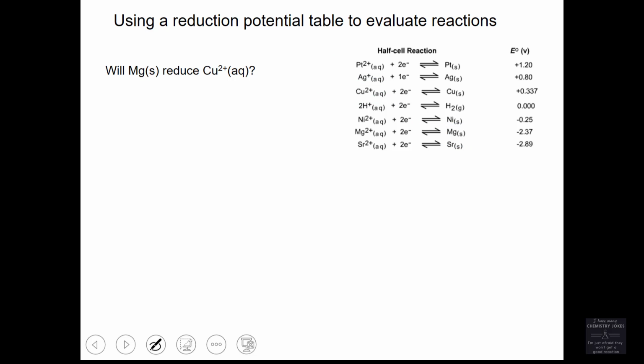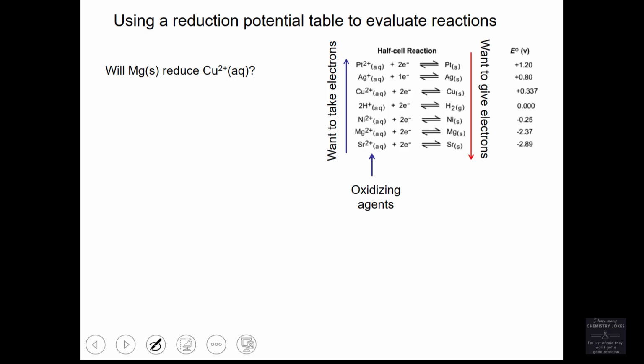We can also use these potential tables to evaluate oxidizing agent strength or reducing agent strength. If we know the pattern that the higher you go up the list on the reactant side, the more badly that ion wants electrons. Those are all oxidizing agents on the reactants side. Everything on the product side, you can think about wanting to give away electrons. The thing at the top of the list is the most selfish. Platinum is most selfish. Strontium is most generous. Those are all reducing agents.